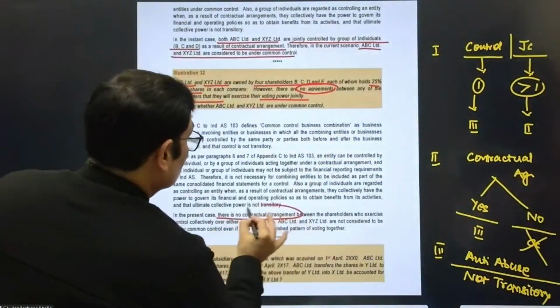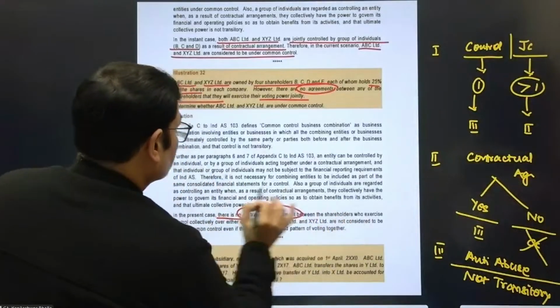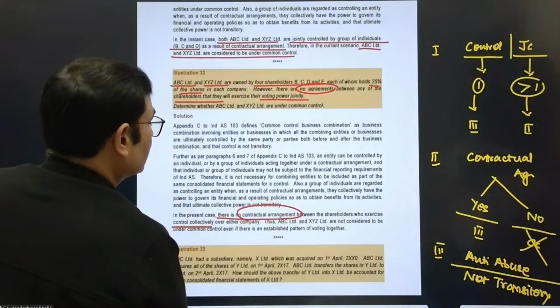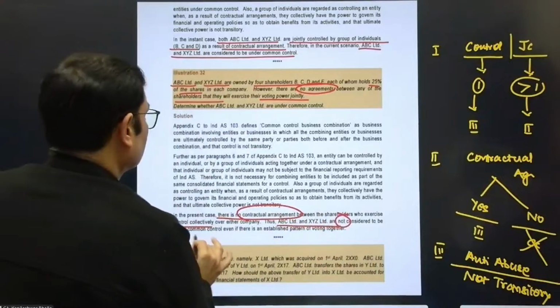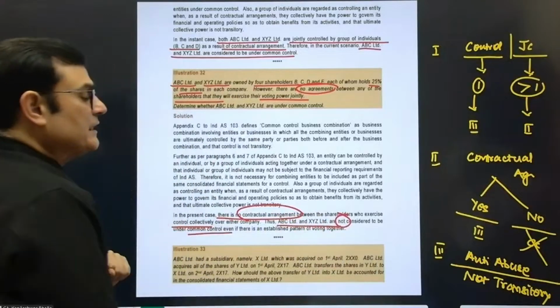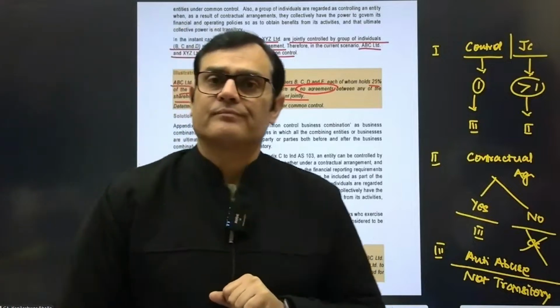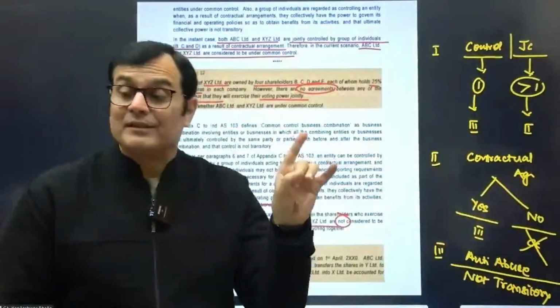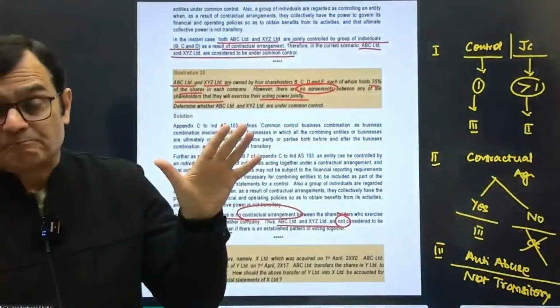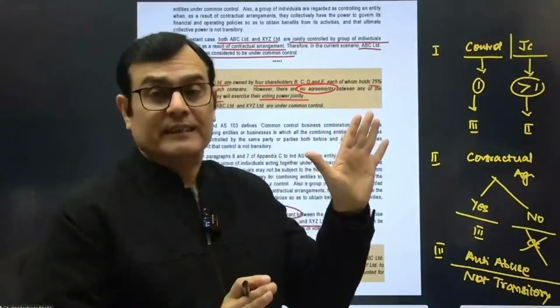Since there is no contractual arrangement between the shareholders who will exercise the collective control, ABC and XYZ are not considered under the common control, even if there is an established pattern of voting together. It doesn't make a difference that they've been acting together. Historical evidence of acting together cannot prove the point. I need an agreement which proves that they act together. I hope, friends, I'm very clear on my step 1 and step 2. Correct? Yes, sir. Are we clear so far? Great.